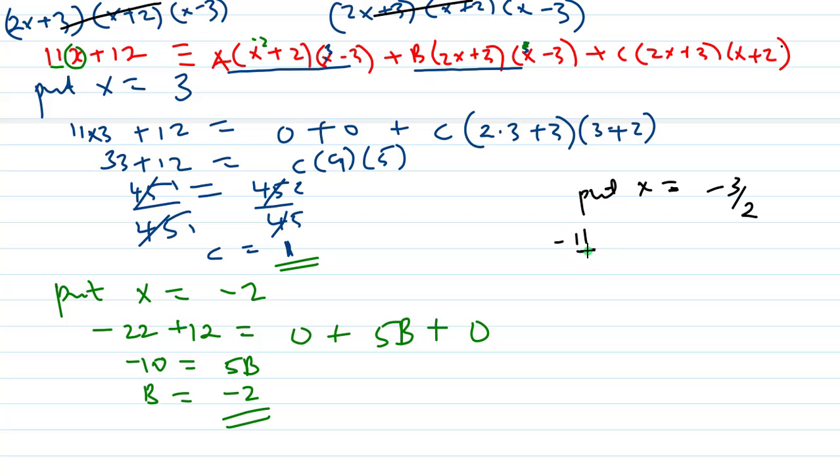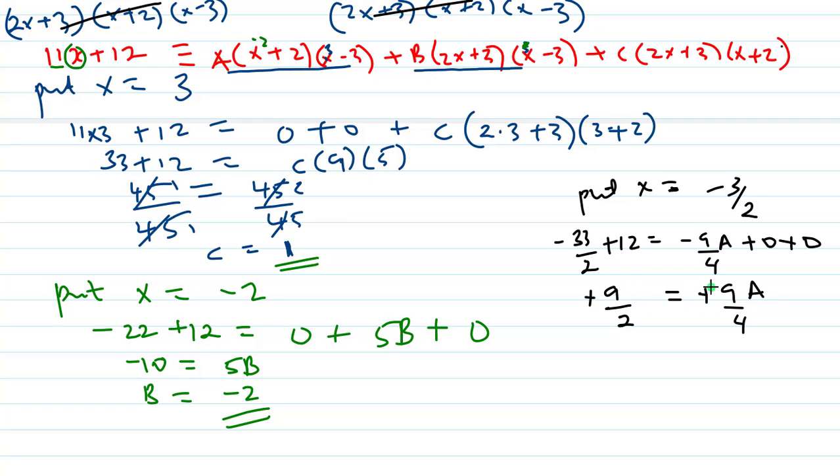Alright, so if I choose x equals negative 3/2, let's see what we have. I'll have negative 33 out of 2 plus 12 equals, on the other side I have negative 9 out of 4 times A. You can do the math there, that's what we get, plus 0 plus 0. So I have negative 9 out of 2 equals negative 9 out of 4A. So these negatives can cancel, the 9s can cancel, so you'll just get A equals 2, and there we go. So I have all the three values, A, B, and C.